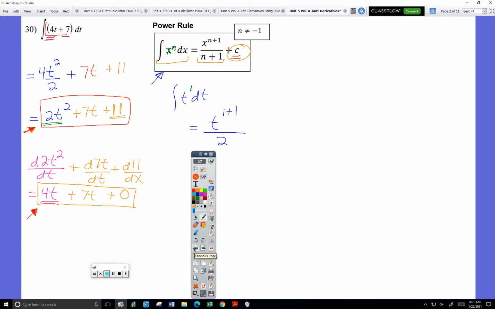This problem number 30 is a candidate for using that expanded power rule. The expanded power rule looks like this. The integral of (ax plus b) to the n dx is equivalent to 1 over a, times (ax plus b) to the n plus 1, divided by n plus 1.